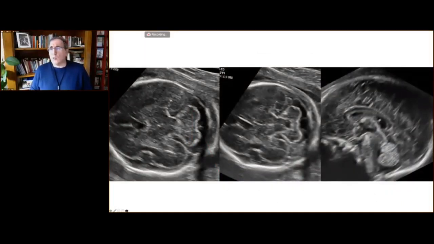An image that is commonly obtained by scanning a little bit lower than the level at which you obtain the transverse cerebellar diameter is useful to demonstrate the fourth ventricle, and most of all, to demonstrate that the vermis is present. That is the best way to assess the presence of the vermis.